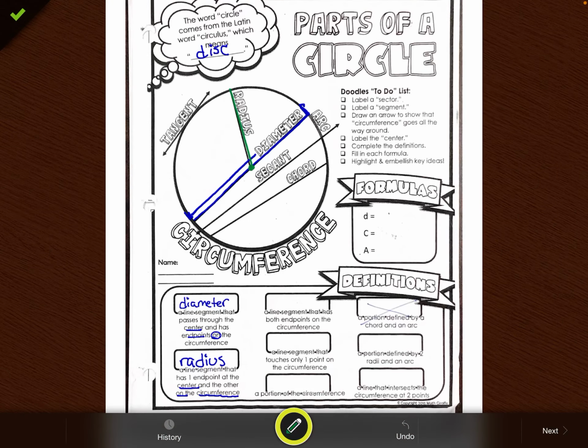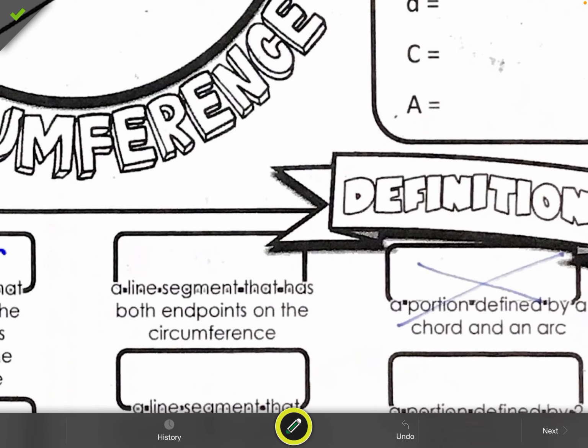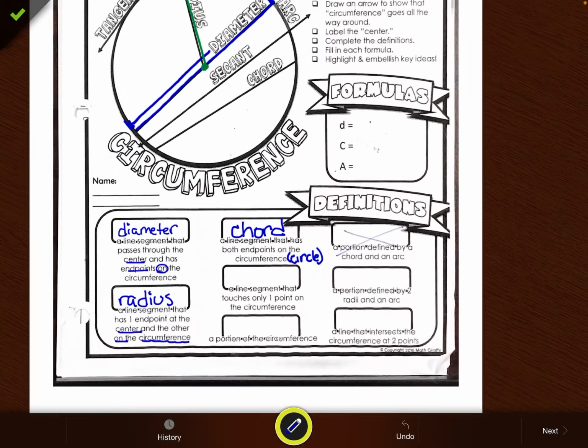All right, next vocab word. A line segment that has both endpoints on the circumference. And again, if it bothers you that they're using that word, because that's not usually what we would call it, we would say on the circle, you can make a note to yourself. Now, this is a segment. It sounds very similar to a diameter. The difference is it does not have to go through the center. Okay. The word for that is chord.